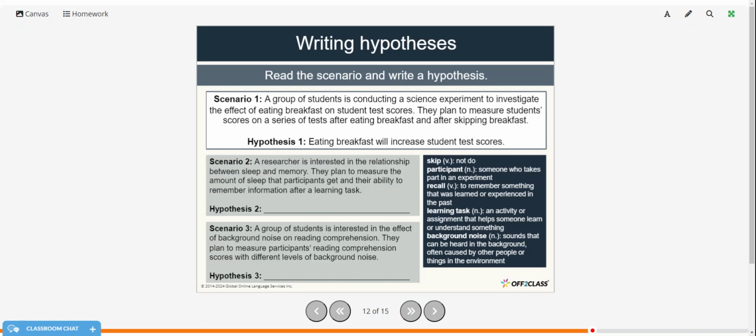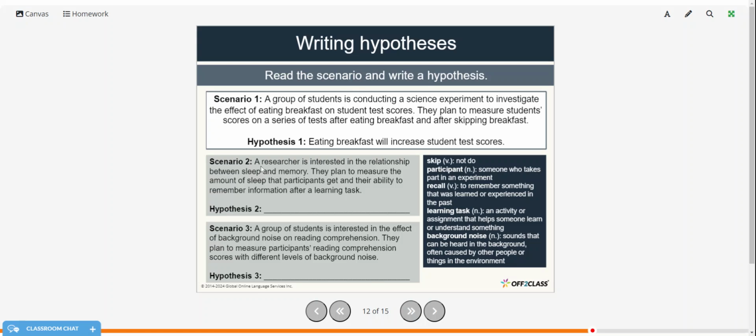So, scenario one, a group of students is conducting a science experiment to investigate the effect of eating breakfast on student test scores. They plan to measure student scores on a series of tests after eating breakfast and after skipping breakfast. So, hypothesis is that eating breakfast will increase student test scores.